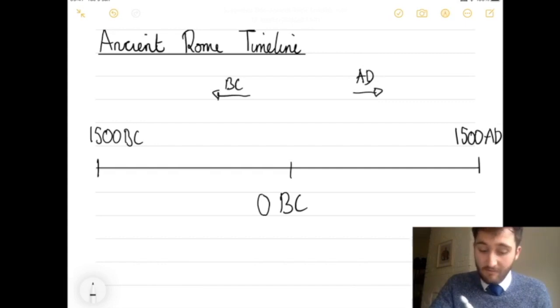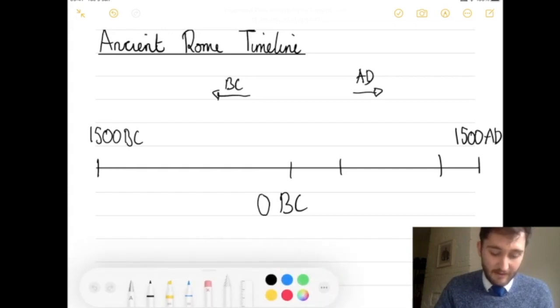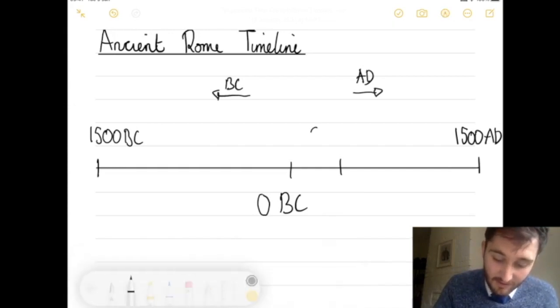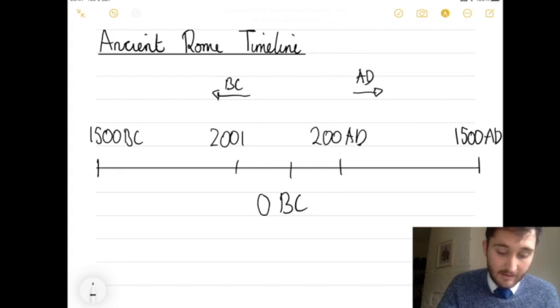And then on my timeline, I might want to put 200 AD. I wouldn't put 200 AD right over here because that isn't really in scale. So I'm going to delete that and I can put the 200 AD a little bit closer, just over here, 200 AD. And if I want to put 200 BC, I would just reflect that, 200 BC.